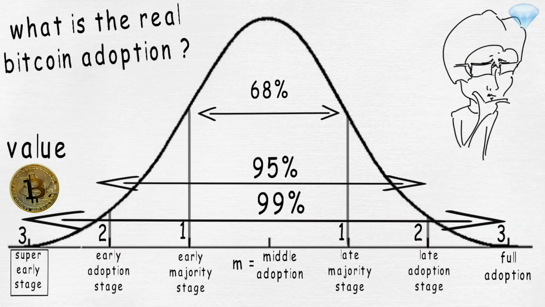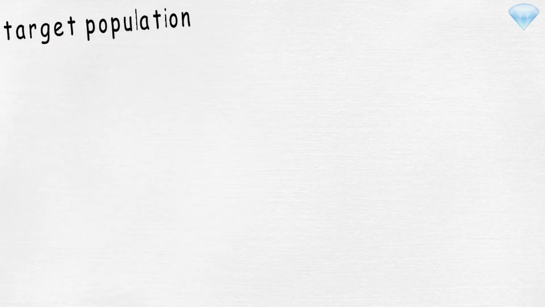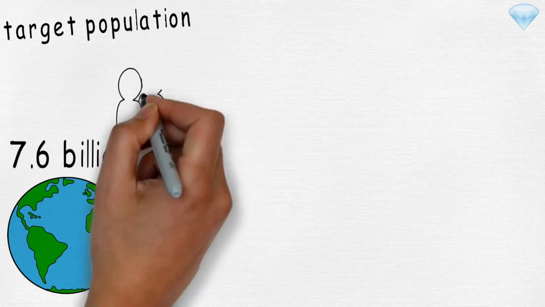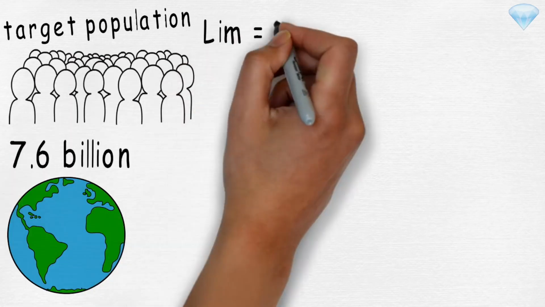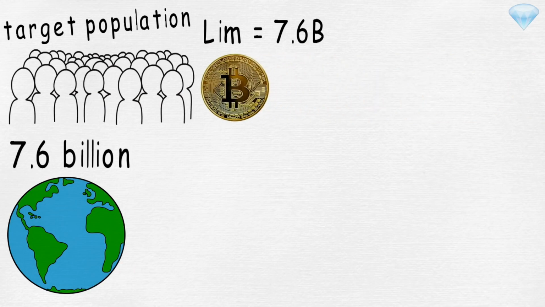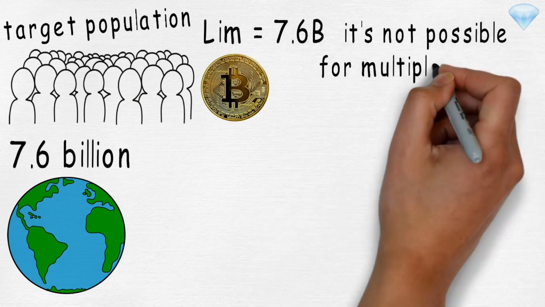While thinking about Bitcoin value, one must ask, what is the real Bitcoin adoption? This is hard to calculate, but let's try to elaborate a bit. Target population. World population is currently about 7.6 billion people, so we have a maximum physical limit. It would be nice if all of them were Bitcoin users, but it's not possible for multiple reasons.